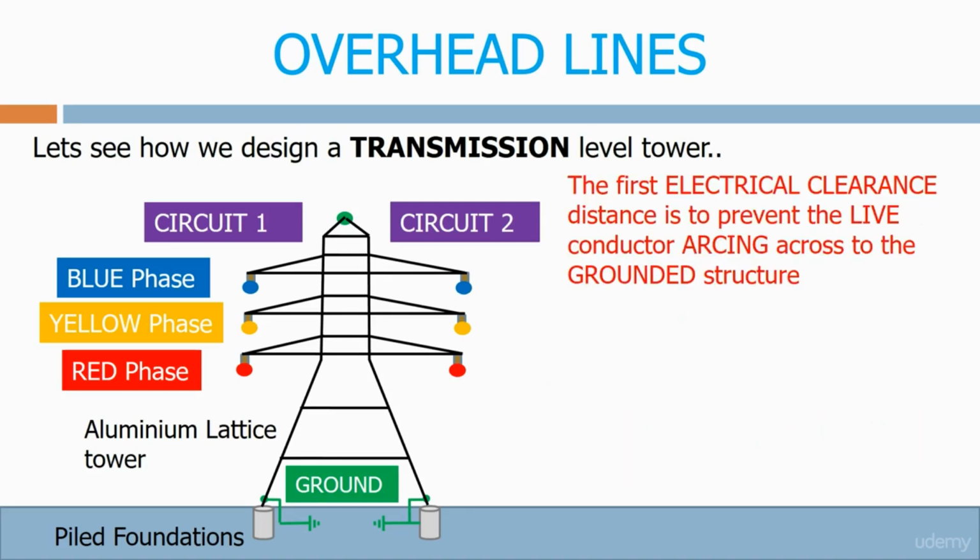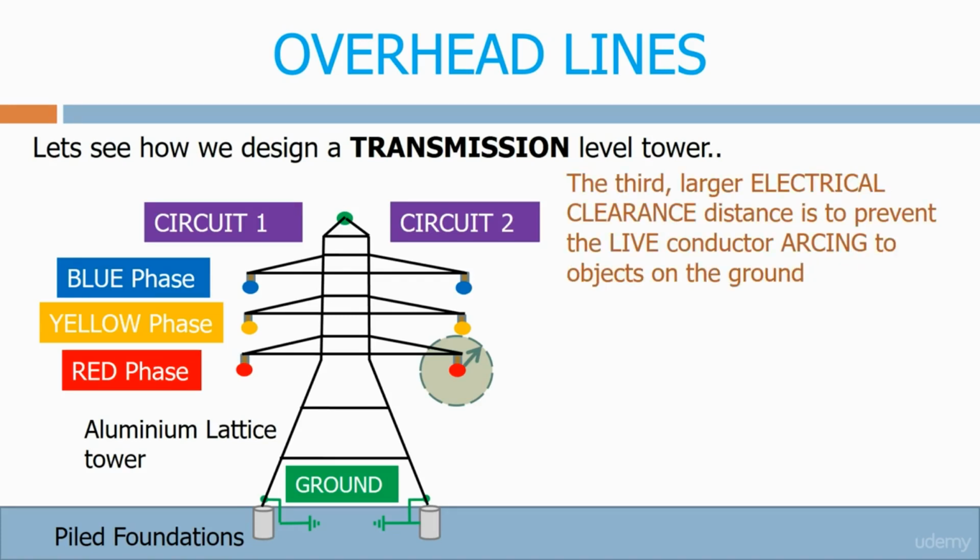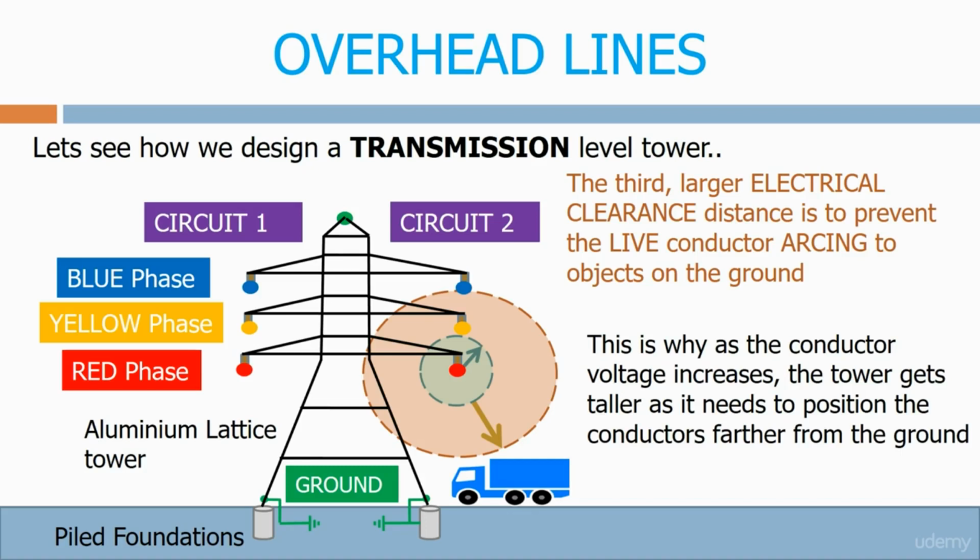The first electrical clearance distance is to prevent the live conductor arcing across to the grounded structure. The second electrical clearance distance is to prevent the live conductor arcing across to the other live conductors. The third, larger electrical clearance distance is to prevent the live conductor arcing to objects on the ground. This is why, as the conductor voltage increases, the tower gets taller, as it needs to position the conductors farther away from the ground.